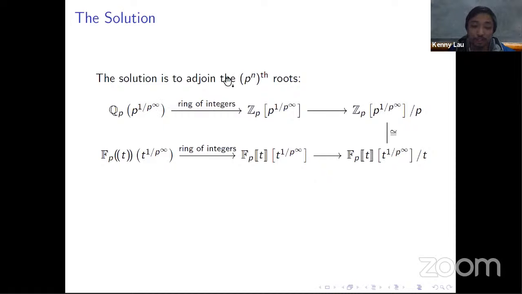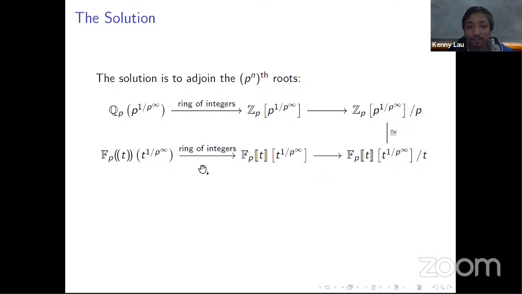They are what make the extensions ramified. So you just adjoin all of those roots of p, and you end up with the ring of integers being this. And you can still mod p. We are just working mod p. This is not a field, this is just a ring. And you can do the same thing here, because you can adjoin all the p to the nth roots of t.